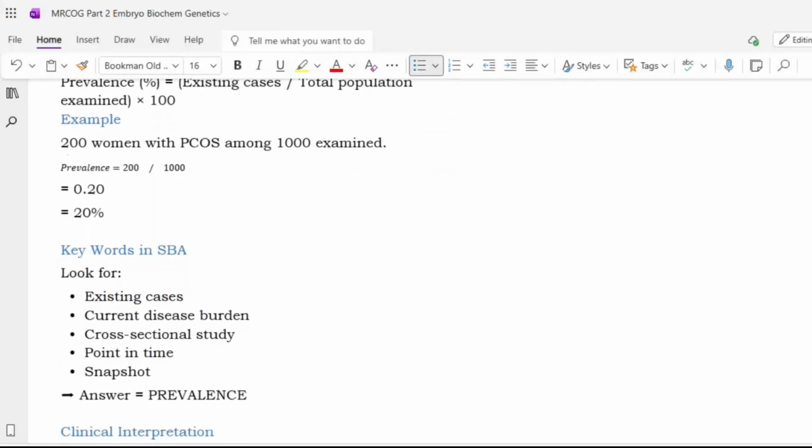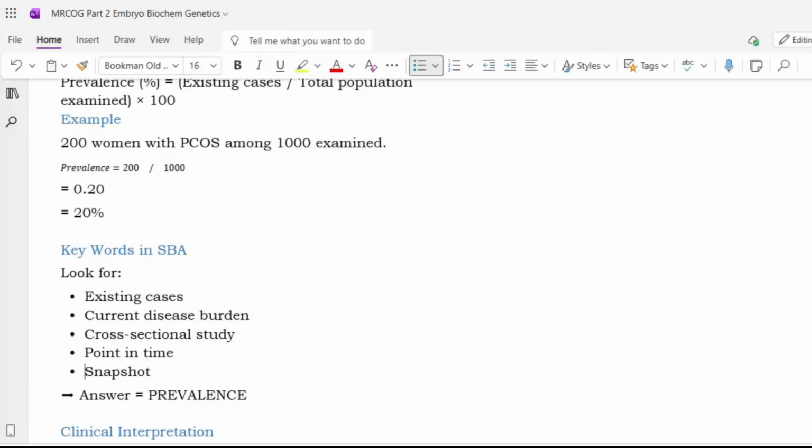So if your SBA is mentioning words such as existing cases, current disease burden, or you are talking about the cross-sectional study. Cross-sectional study deals with the prevalence. Point in time, then snapshot. That means we are talking about the prevalence. So look for these words in the stem of the question.